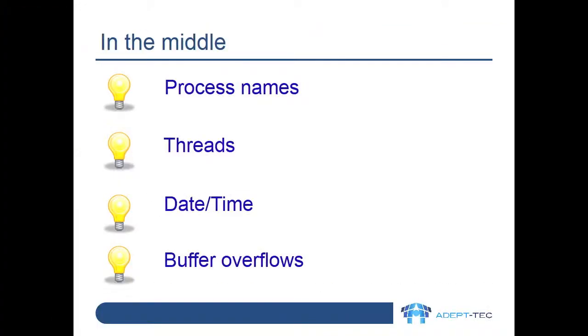Other things that we look for in the middle of the trace are the process names, as we just discussed, threads that we can see performing functions within the task, check things like the date and the time of the entries in the trace file, and also look for buffer overflows. These are usually recorded when DTrace is trying to capture too much information and just can't keep up.